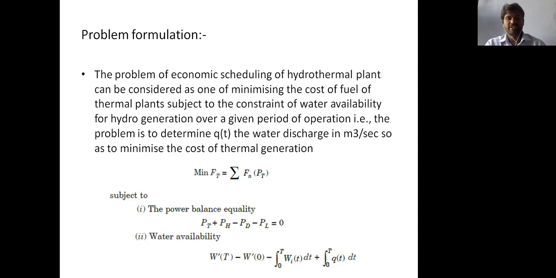Here, subject to constraints. Under the following constraints, there are three types of constraints. One is the power balance equality, the power balance equation of hydrothermal scheduling. Power generation at hydro plant plus power generation at a thermal plant is equal to total losses plus total load demand. So the power balance equality, Pt plus Ph minus Pd minus PL equal to 0.